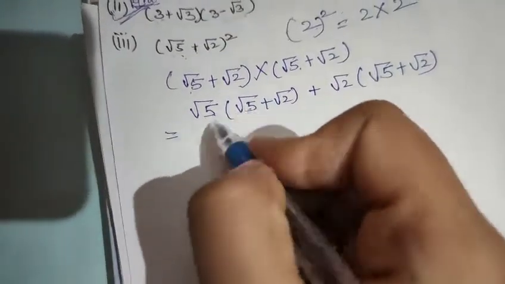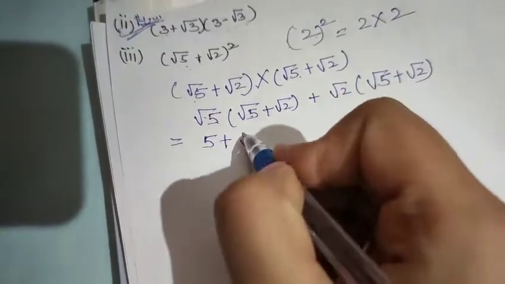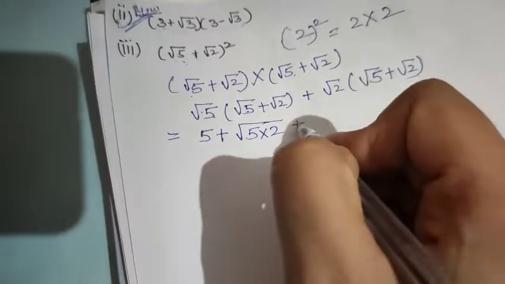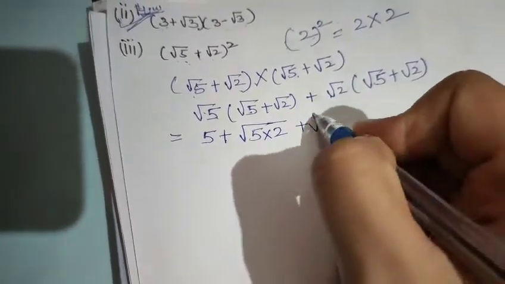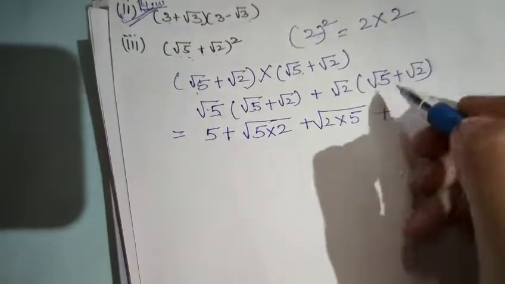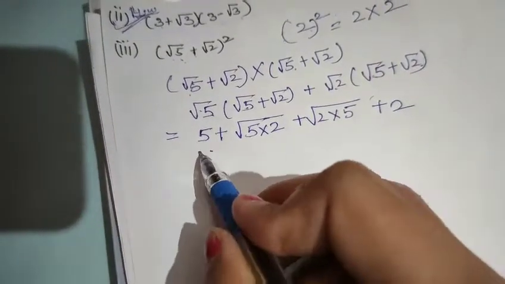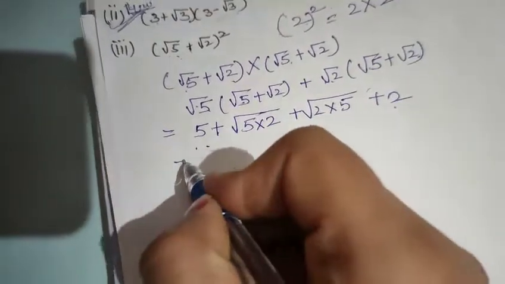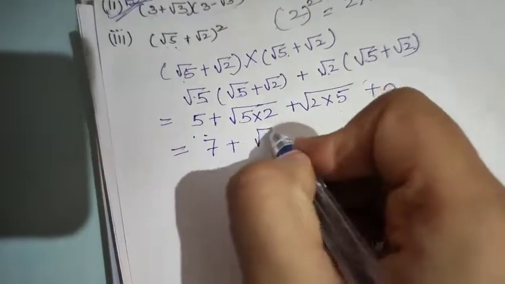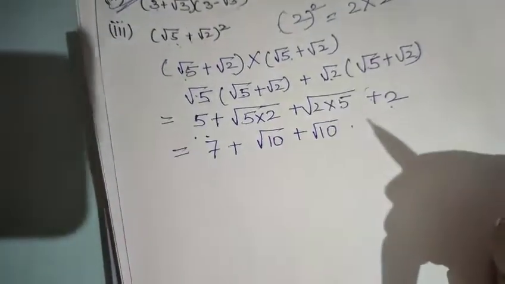Then it will be root 5 multiply root 5 will be 5. This 2 will be square root of 5 multiply 2, and this will be 2 multiply 5, plus root 2 multiply root 2 is 2. Now look, 5 plus 2 will be 7. This is square root 10. This is square root 10.